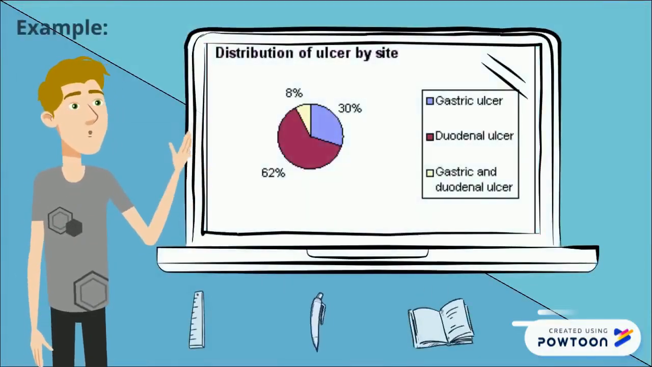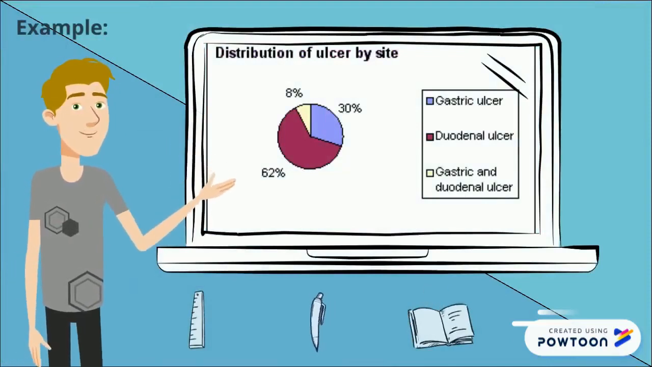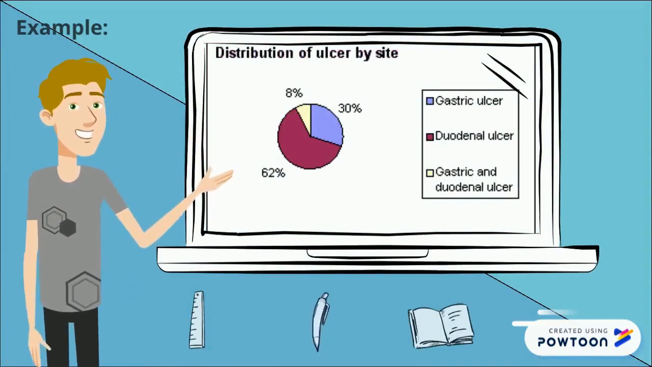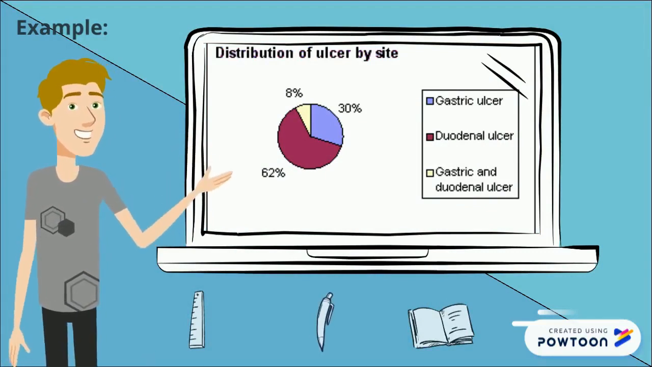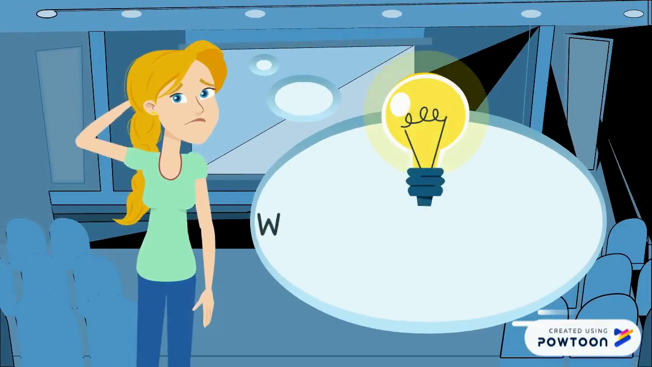For example, here is presented data on the distribution of alcohol by site. A value of 8% is in gastric and duodenal ulcer. A value of 30% is gastric ulcer. And then a value of 62% is duodenal ulcer.